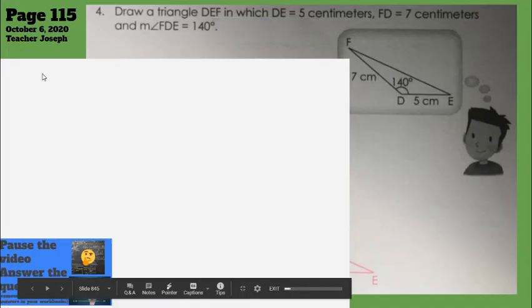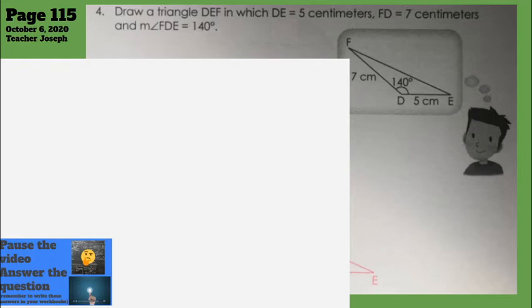The directions say, draw a triangle DEF in which DE equals 5 centimeters, FD is 7 centimeters, and the measure of angle FDE is 140 degrees. So start with DE, 5 centimeters. That should be parallel with your paper. And then go up and add FD, and then connect the two to make FE. Make sure your angle is 140 degrees.